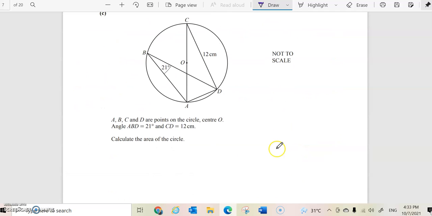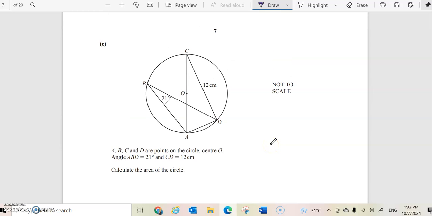So we go to question C. A, B, C, and D are points on the circle with the center O. The angle ABD is equal to 21 degrees and CD is equal to 12 centimeter. Calculate the area of the circle. This is a Form 3 topic from last year. When we have this property, same arc, as long as it is located at the same arc, it has equal angle. So this one is 21, so this part also 21.